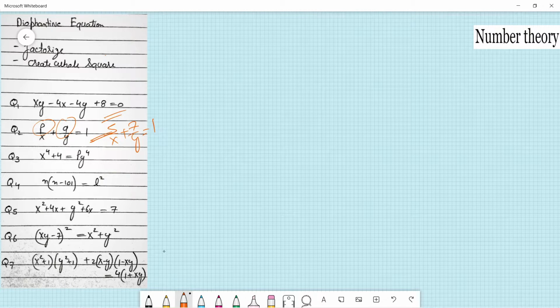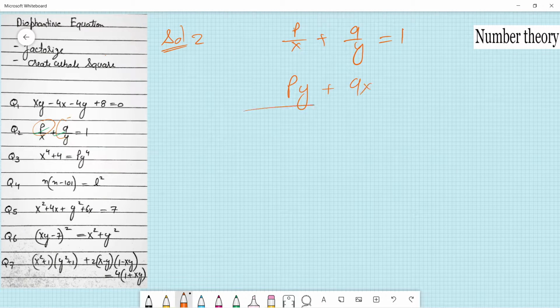Instead of writing explicitly what P and Q are, 5 or 7, we have just written P and Q, but they are fixed. So let's solve it. Solution 2, we have P upon x plus Q upon y equals 1. Let's cross multiply this first, and of course we'll be solving this by method of factorization. So we get something like this, and now I cross multiply it, we get Py plus Qx is equal to xy.